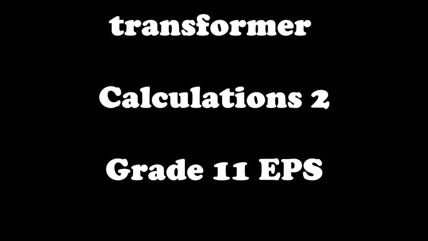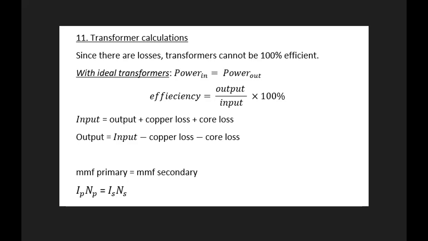So in this video, we're looking at transformer calculations where it's not an ideal transformer. With these types of questions, power in is equal to power out only if power factor is not included and there are no losses. Since there are losses, transformers cannot be 100% efficient. With ideal transformers, power in is equal to power out.